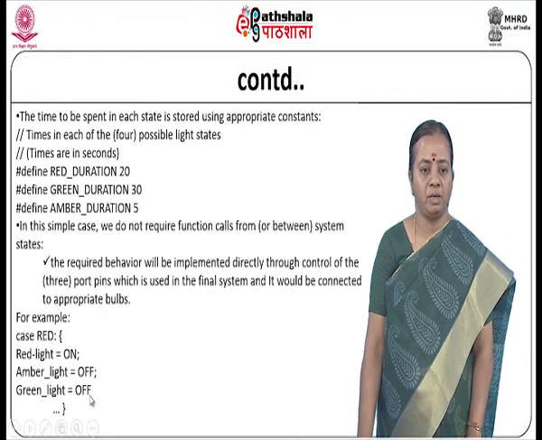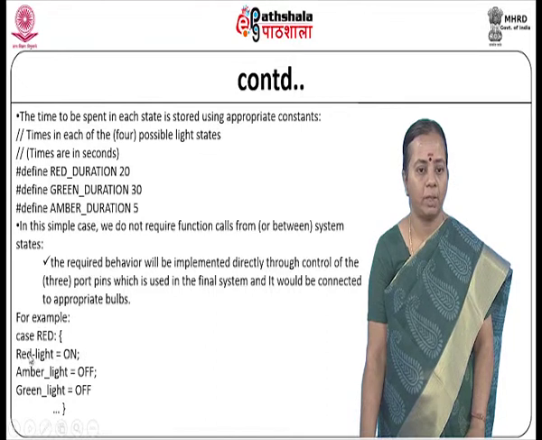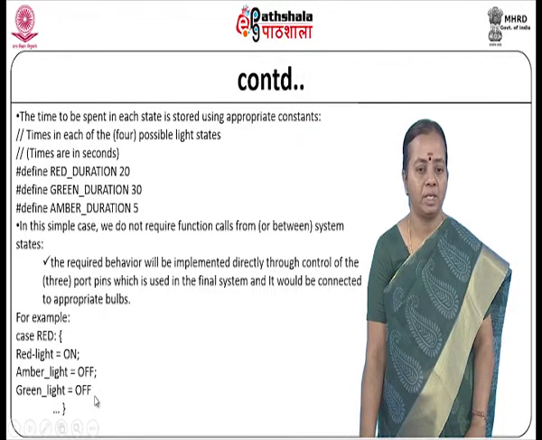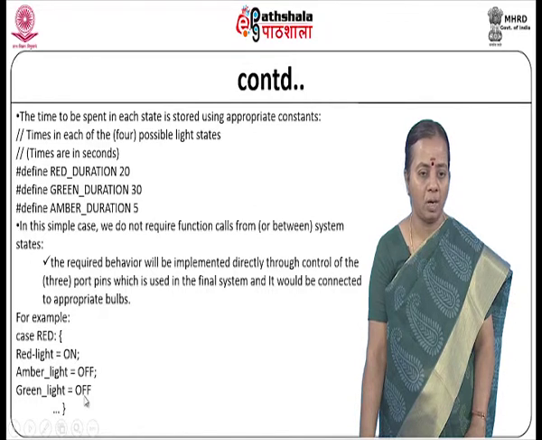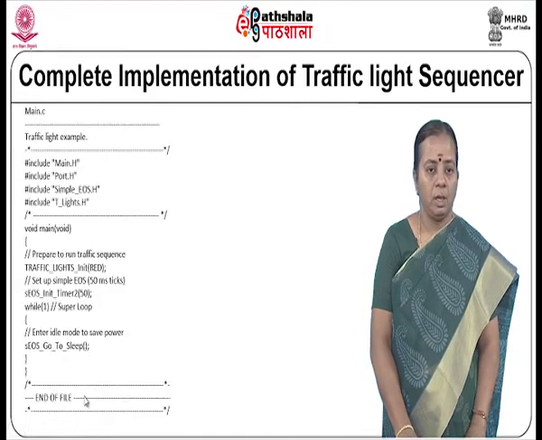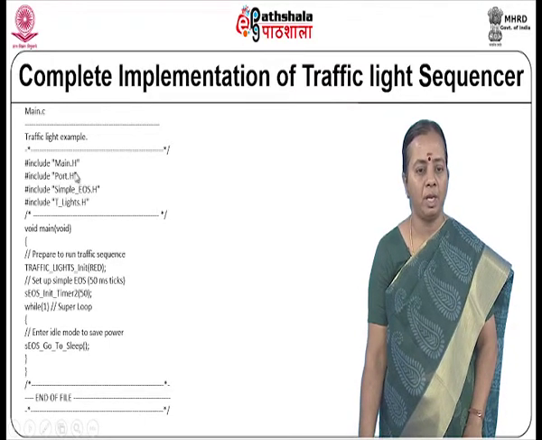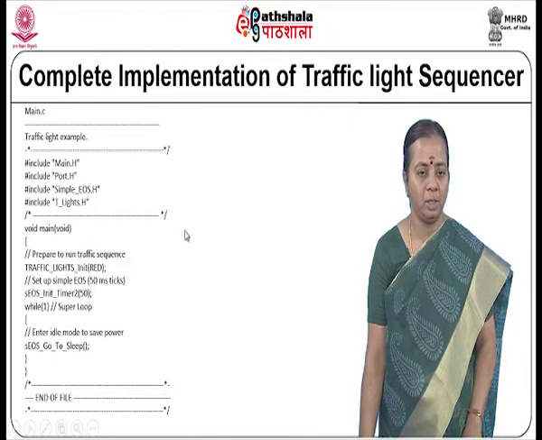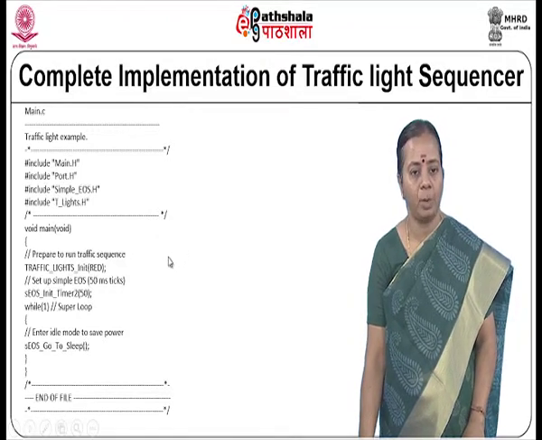We have not given the full code, only the partial code that is needed, and that has been explained here. In the case of red, the red light is on, the amber light is off and the green light is off. So the case is given as red, where the red light is on and the other two lights are off. This is the traffic light sequencer where we have written the main header and the ports. Remember, the red, green and amber lights are each connected to one pin, so that particular pin will be activated to turn it on and off.